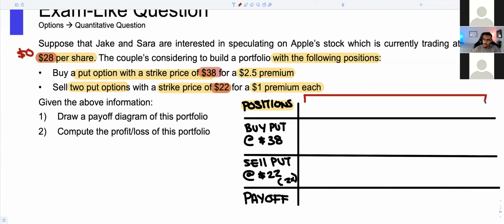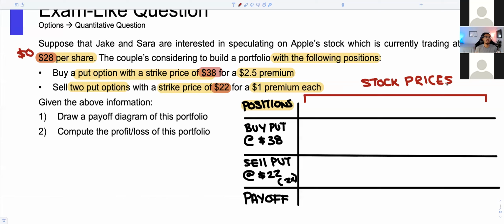Right here on your columns, you're going to have different columns. Right now we've identified all of our rows, which is our positions. We had our put at $38, we had sell puts at $22 each, then we had our payoff at the bottom. On your rows, you're going to have your stock prices. You're going to have different stock prices because we want to assess the place at which your payoff will be maximized, at which your payoff will be the greatest.